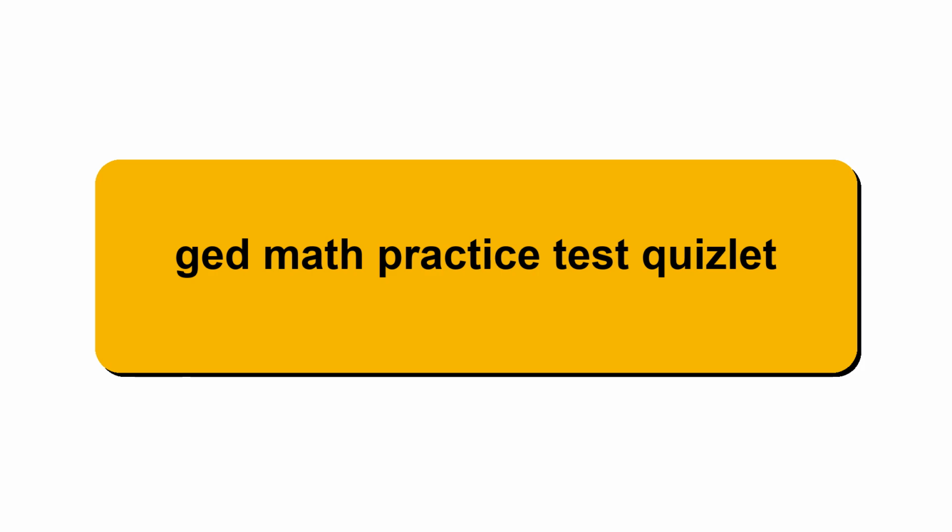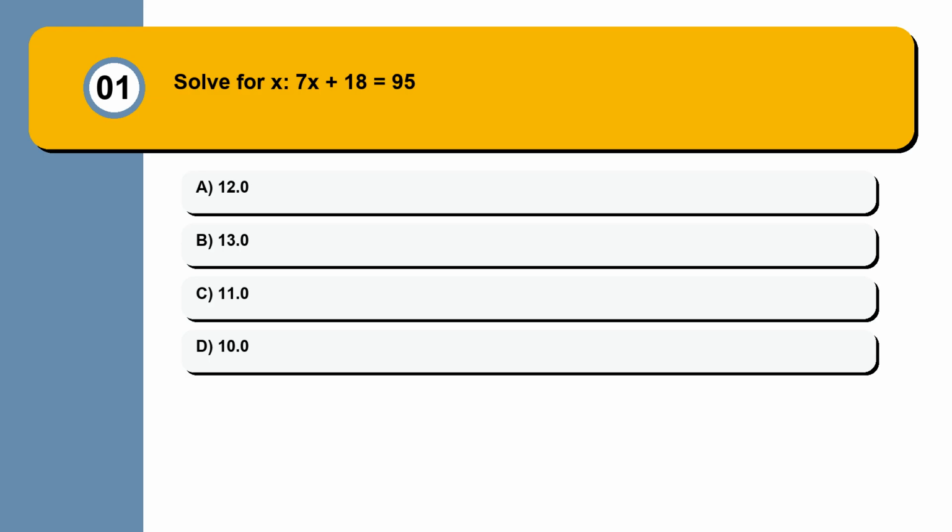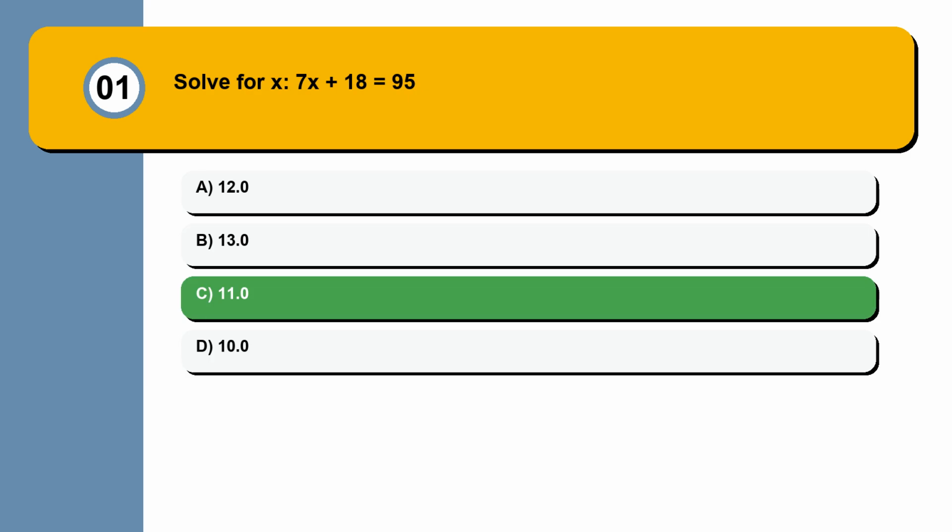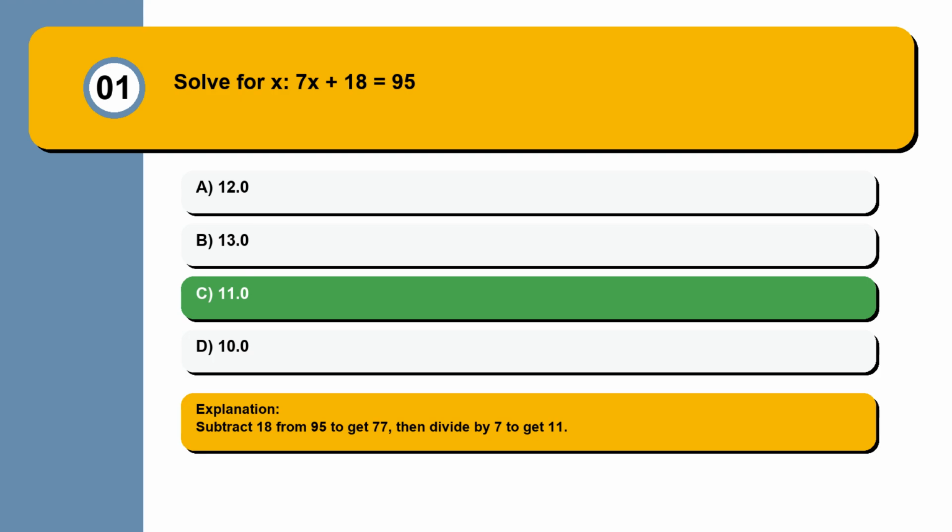GED Math Practice Test Quizlet. Question 1. Solve for x. 7x plus 18 equals 95. Options: 12, 13, 11, 10. Subtract 18 from 95 to get 77, then divide by 7 to get 11.